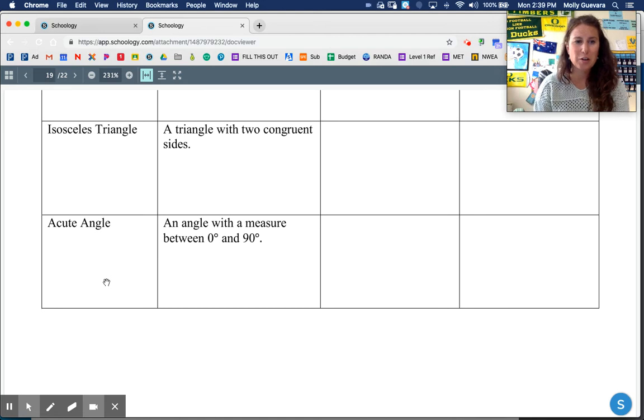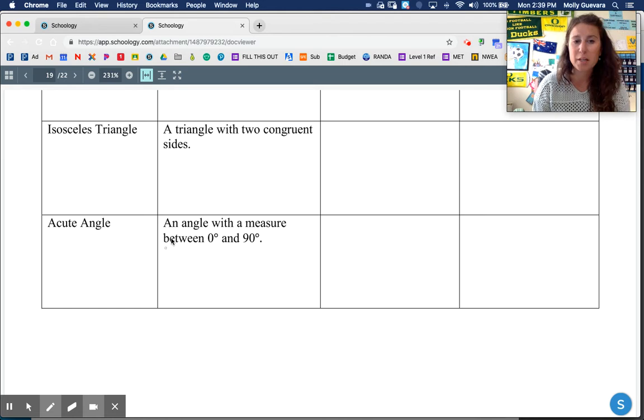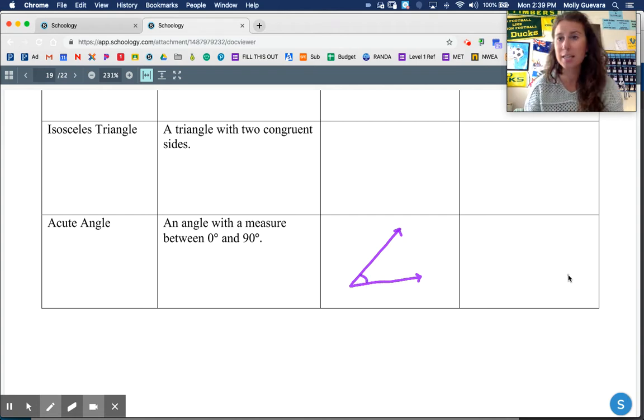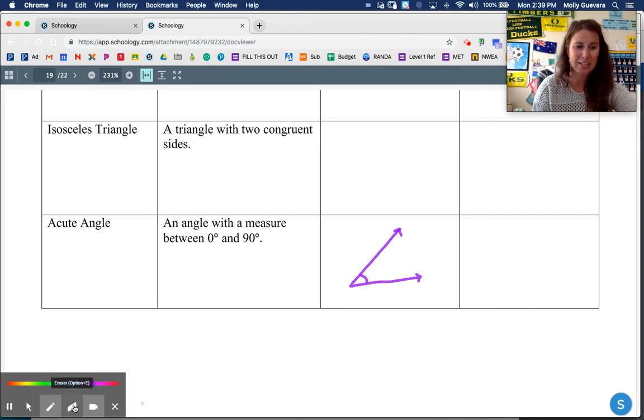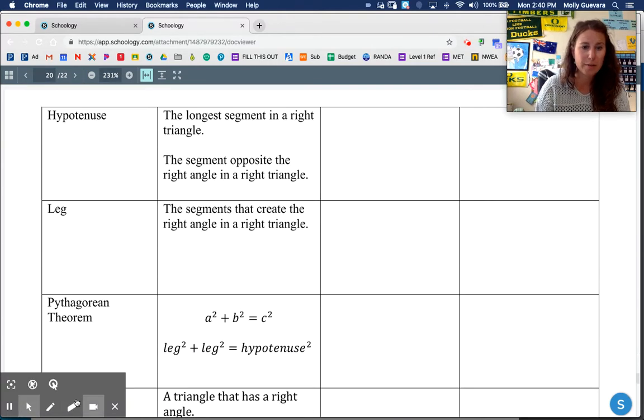Okay, so let's start with our first term, which is acute angle. Hopefully this is review. An acute angle is an angle between 0 and 90 degrees. So anything between 0 and 90. There would be my acute angle, right? It can't be 90 because 90 is a right angle, and it can't be 0 because then that's not an angle. So it has to be between 0 and 90. Hopefully that's pretty quick and easy.